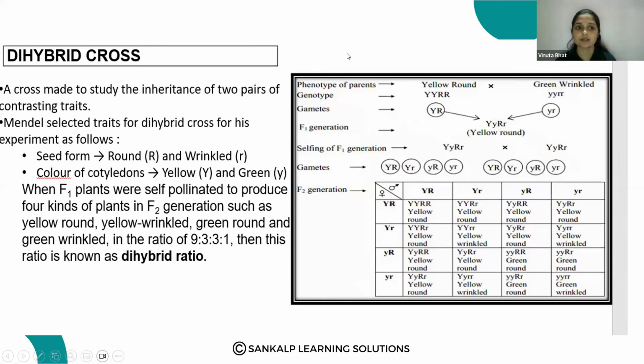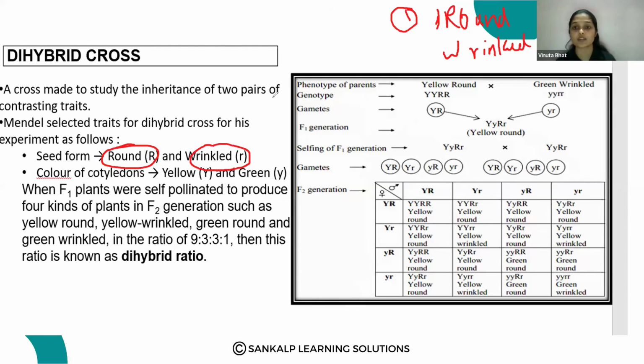The first character was the seed form, round seed and wrinkled seed. You know that the pea plants produce two types of seeds. One is the round seed and another is the wrinkled seed, right? So this is the first character selected by Mendel for his dihybrid cross experiment.